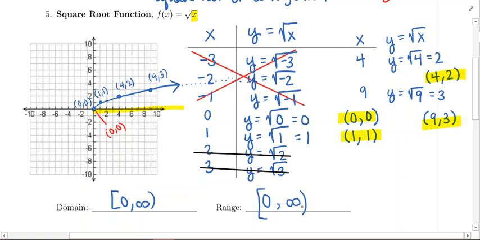So the domain and the range of this graph are the same, okay? Both are 0 included all the way to positive infinity, okay?